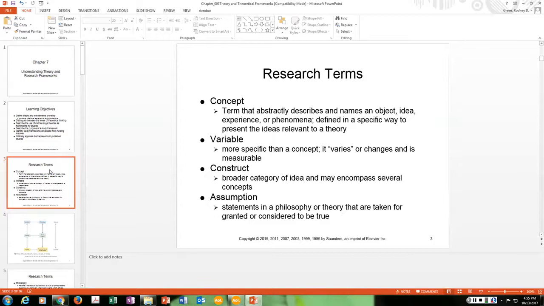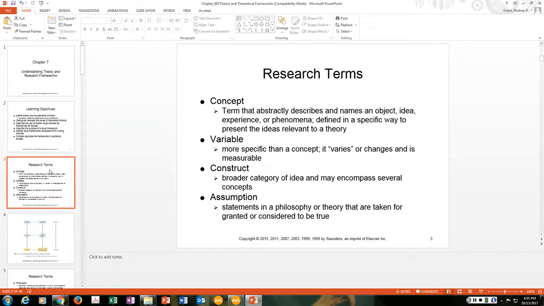Another term is variable. Variable is more specific than a concept, and it varies. That is, it changes, and it is measurable. Construct. Okay, construct is different from concept. It's a broader category of an idea, and it may encompass several concepts.